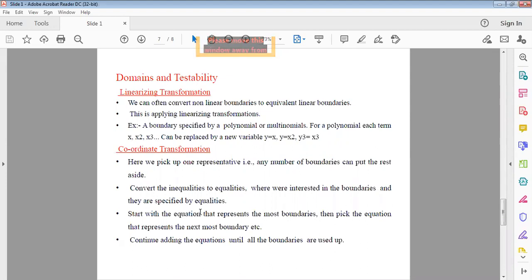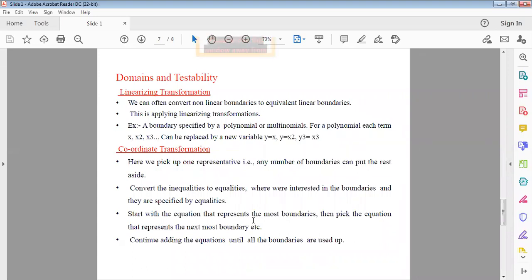This has to be repeated for all input values for all variables. Start with the equation that presents the most boundaries. Then pick the equation that presents the next most boundaries. So it will be executed for every input value up to the next boundary. This will be repeated, adding equations until the boundaries are used up. When all boundary checking is completed, then it will be transformed to a particular coordinate transformation.